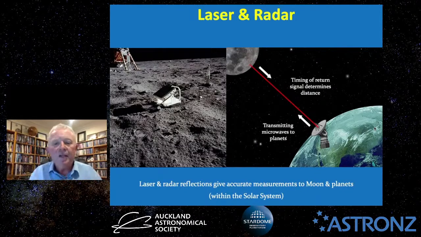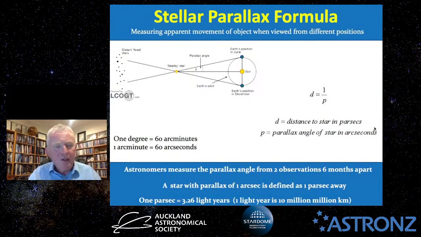And similarly, they do it by transmitting microwaves to the surfaces of planets in the solar system and measuring the time that it takes to go there and come back again, and work out the distance. So that's really good for doing measurements within the solar system, but not much beyond there. So we now move ahead to review stellar parallax.